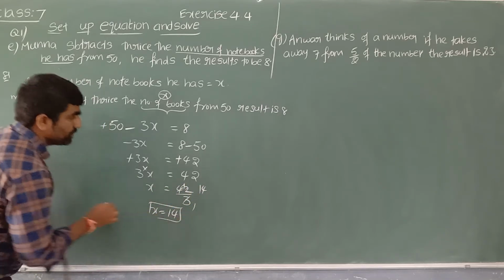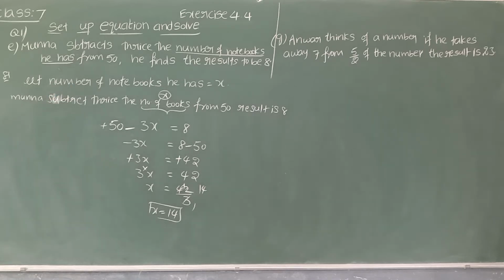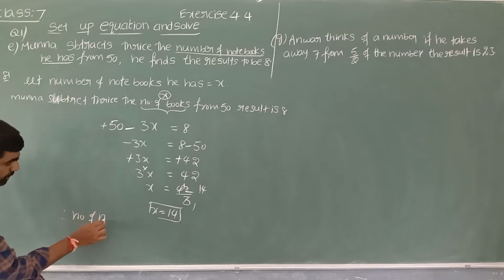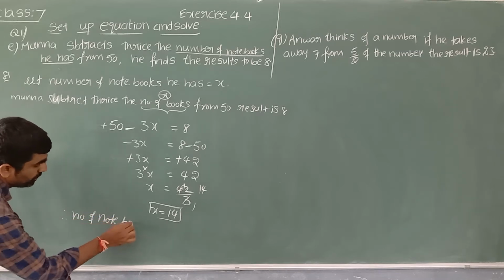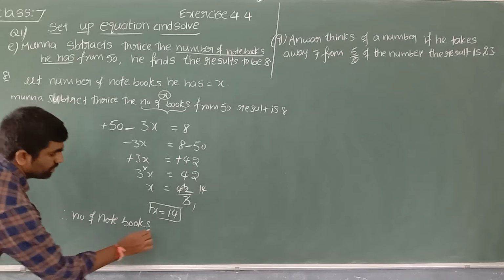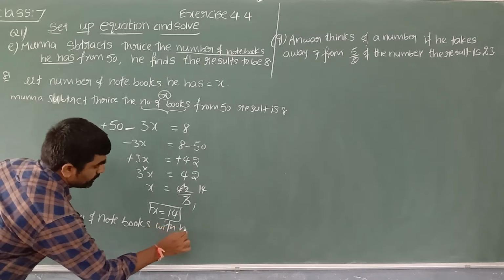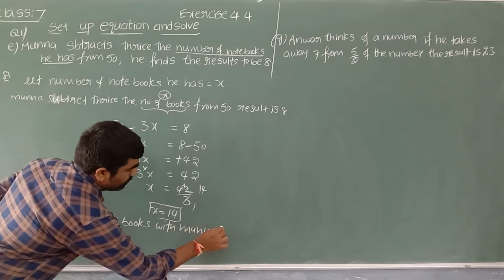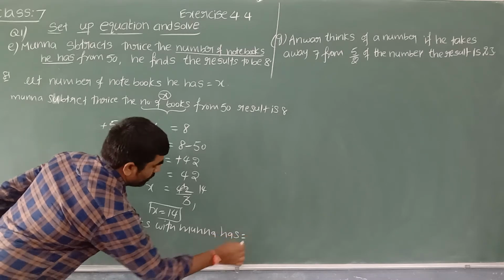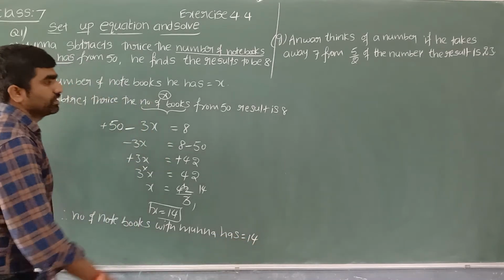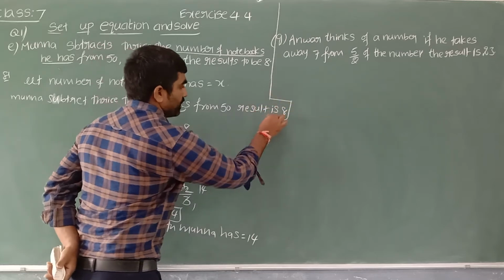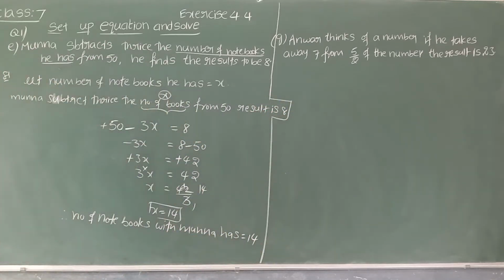Yes. What does x mean? The number of notebooks he has. We can write, therefore, the number of notebooks Munna has is equal to 14 books. That's all. Hope it is clear for everyone. First we have to catch the unknown value, then we can set up an equation. After getting the equation, we have to solve that equation.